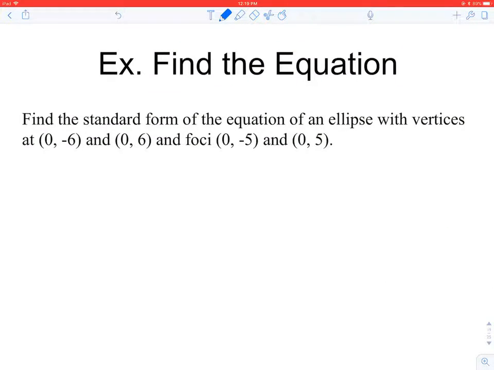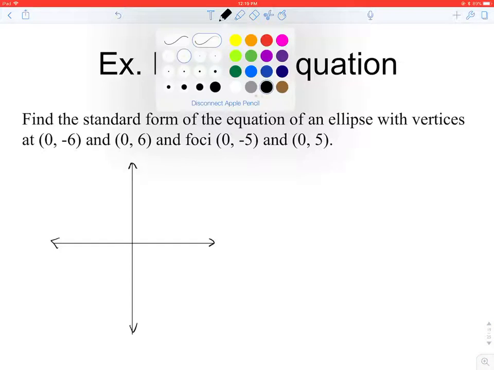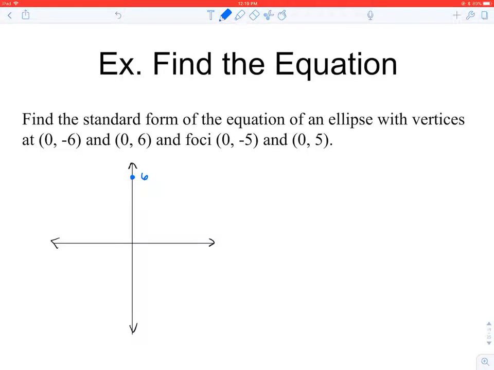Okay, so in this example, we have to find the equation in standard form of the ellipse that has vertices at 0, -6, and 0, 6, and foci 0, -5, and 0, 5. So I suggest drawing the picture with the information that you're given. So the vertices are at 0, 6 and 0, -6. And the foci are at 0, 5, 0, -5. So that means that this is going to be an ellipse with a vertical major axis. And the center is at 0, 0.